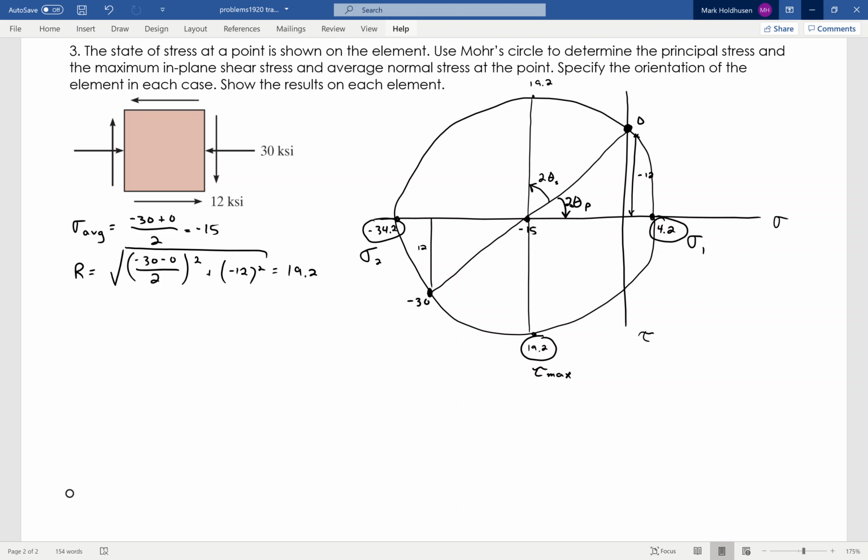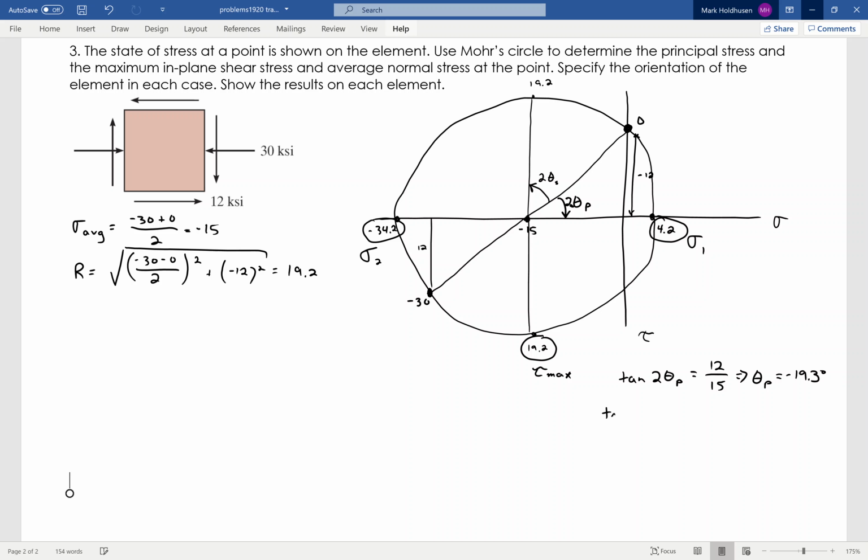Now I can just figure out using geometry where I have tangent of 2θp, which is basically opposite over adjacent, which is going to be 12 over 15, which gives me my principal orientation of -19.3 degrees.